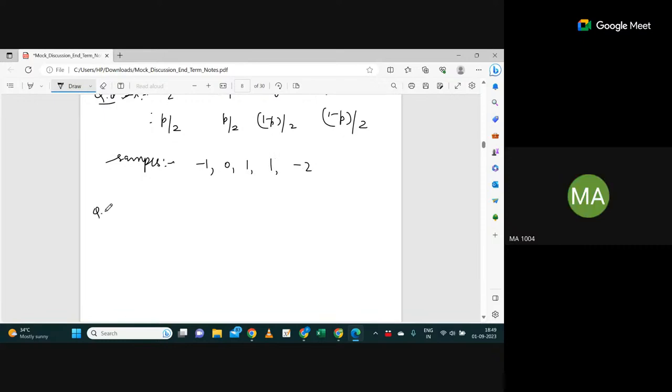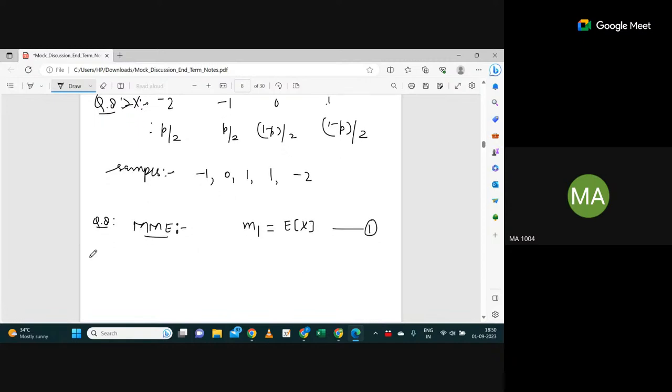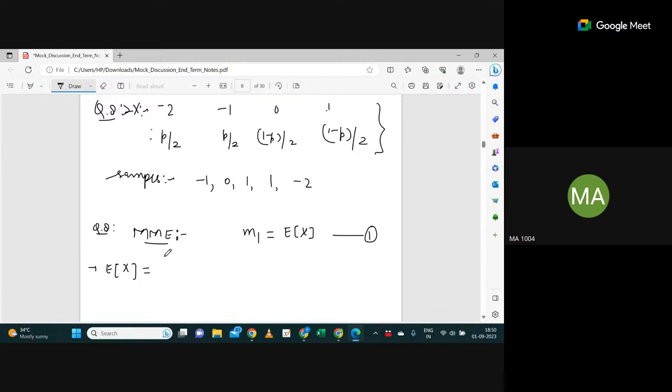Now we have to apply the method of moments. Tell me, this is a one parameter family distribution, right? So M1 should be equal to the expected value of X. But I don't know the expected value of X here, right? It's not given. If it were some standard distribution, then I could directly find the expected value of X. But here I have to compute it. It will be the summation of x into p(x). So that means -2 into p by 2, minus p by 2, plus 0 into 1 minus, that will be 0 actually, plus 1 minus p by 2.